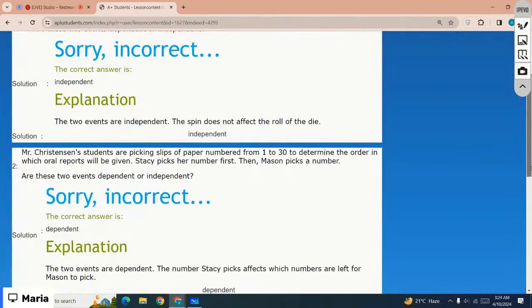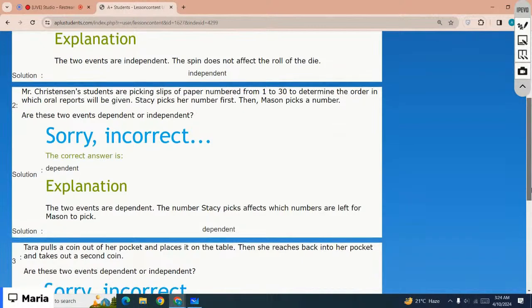Okay, the next one is, you can write the answers once. Mr. Christensen's students are picking slips of paper numbered from 1 to 30 to determine the order in which oral reports will be given. Stecky picks her number first. Then Mason picks a number. Are these two events dependent or independent?